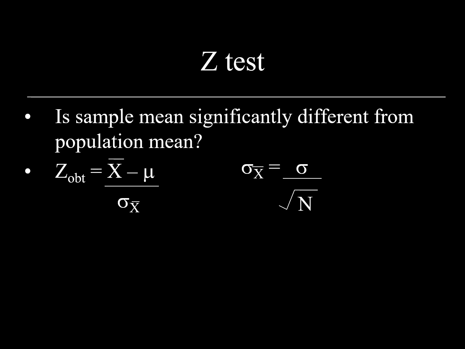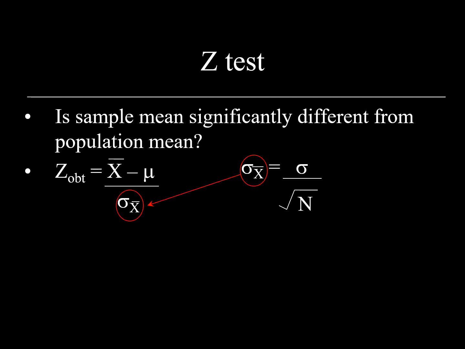Is the sample mean different from a population mean? This is, again, a fairly simple equation. We take the mean of our sample minus the population's mean, divided by sigma mean. And sigma mean is simply the actual standard deviation of the population divided by the square root of the n of our sample.